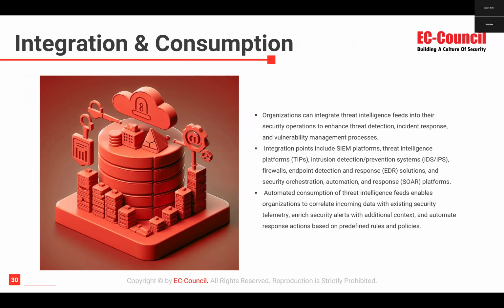So back to your word, automation. Yes, it is the automated consumption of these threat intelligence feeds that enables you to correlate that incoming information with existing security telemetry and then enrich that with security alerts and additional context of what may be going on. And then you could automate response systems based off predefined rules and policies. But the whole idea is to correlate all that incoming data into one spot. All right.